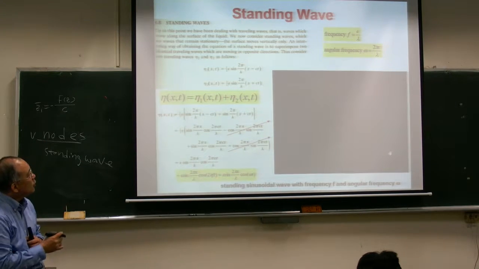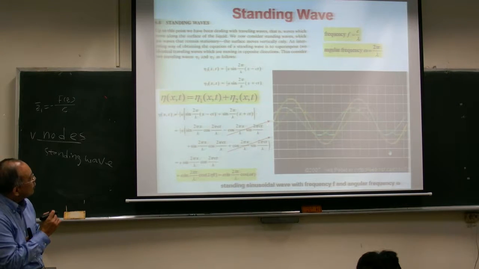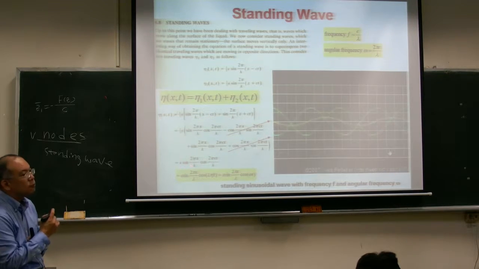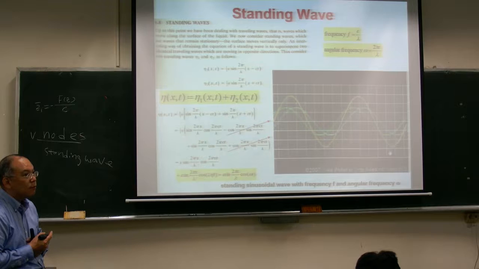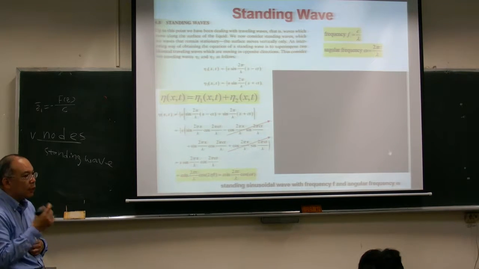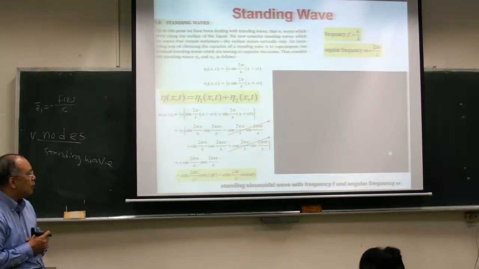So this is x, right? x equals a certain number here, and this sine function equals 0. That gives me an amplitude equal to 0. The amplitude equal to 0 is a null point. That's our node.